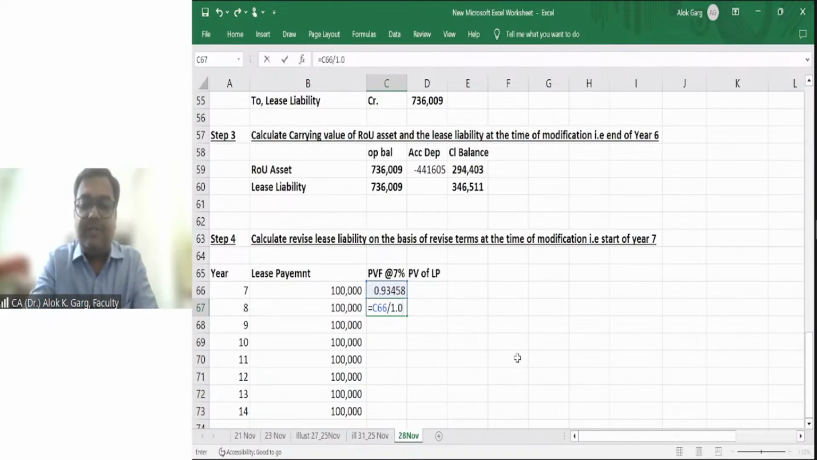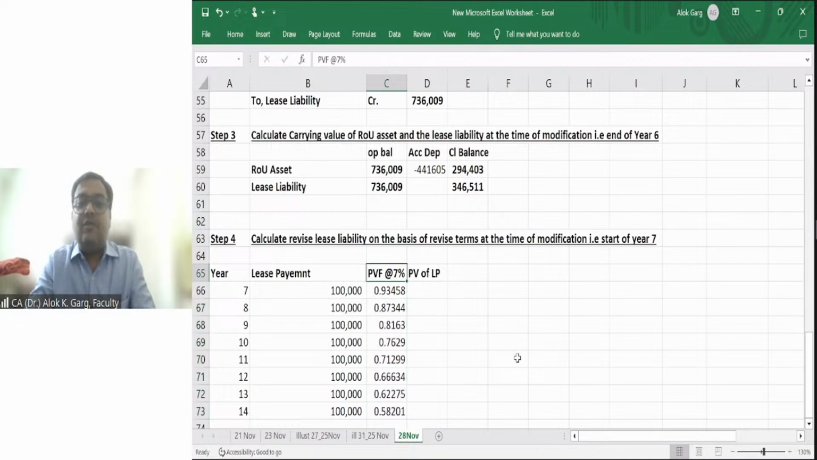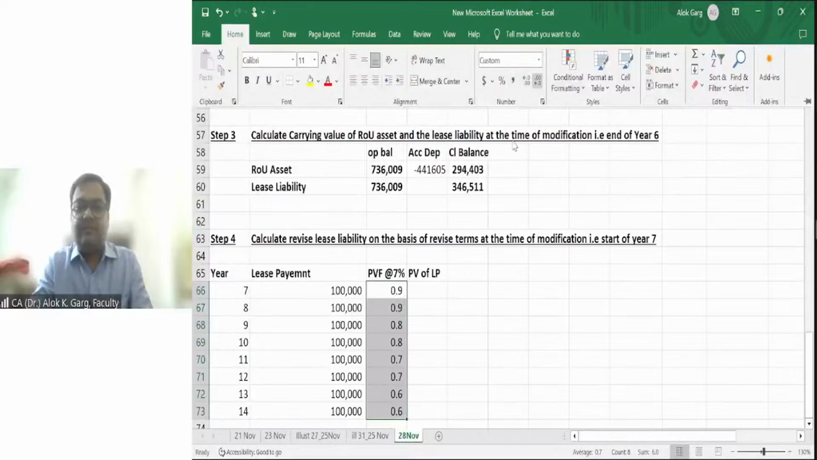Divide by 1.07. Right? So I can say that this is the commencement date of modified terms. Right? This is the commencement date of modified terms.